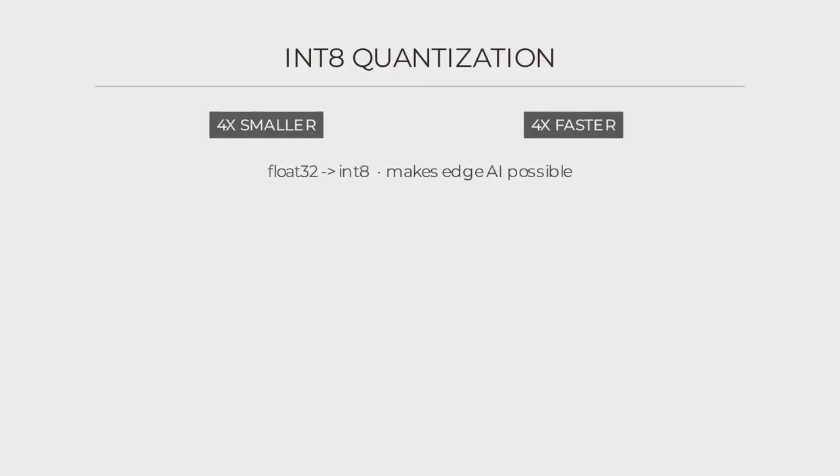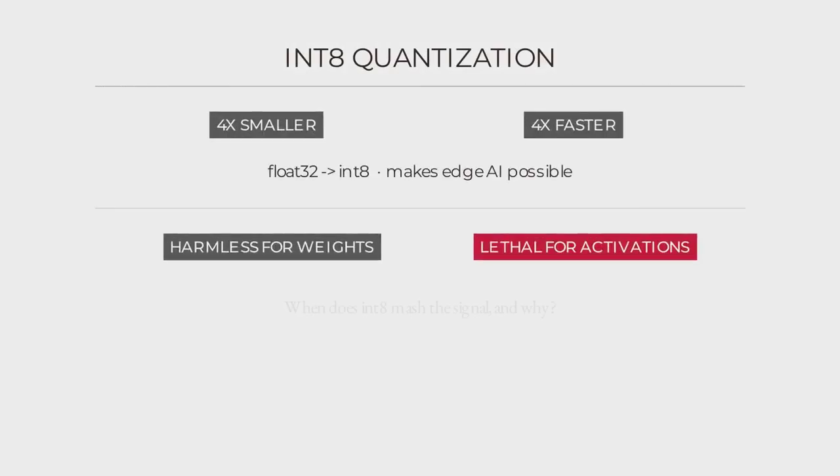To fit a model on a microcontroller, you quantize it. Float32 down to int8, 4 times smaller and faster. It's the move that makes edge AI possible. But the same 8 bits that leave your weights untouched can quietly destroy an activation tensor, and the model ships broken with no error. The question this video answers: when does int8 mash the signal, and why?